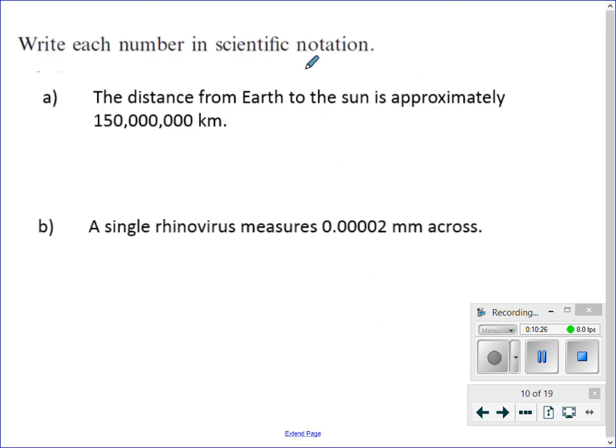So to write these numbers in scientific notation, the distance from the Earth to the Sun is approximately 150 million kilometers. So we want the decimal place right here, 1.5. That's a good number because that's between 1 and 10. And then we have 10. Now the decimal place is here. We're going to move it left all the way to here. So there's 8 places. And when we move it left, it's a positive 8.